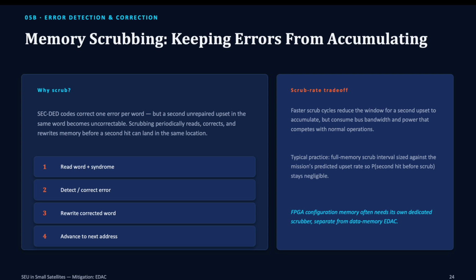But error detection and correction alone is not enough. That's why a second uncorrected hit in the same word is fatal. So scrubbing basically prevents accumulation. An FPGA configuration memory usually needs it in its own separate scrubber.